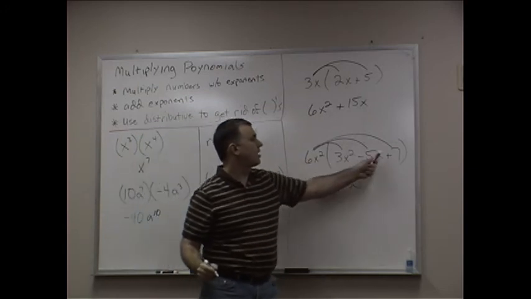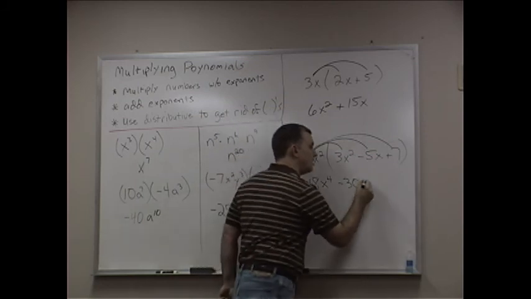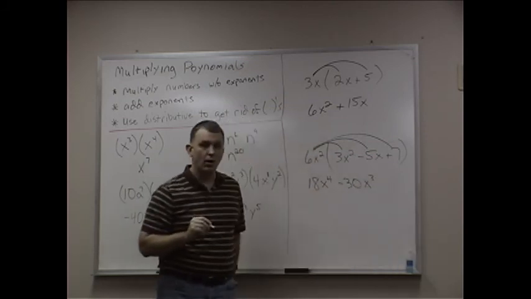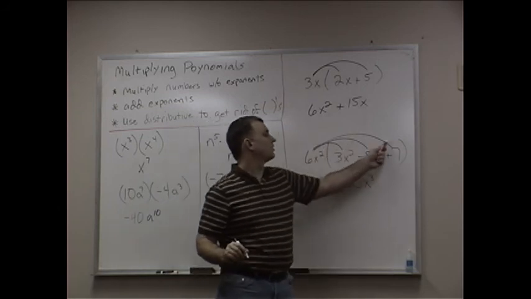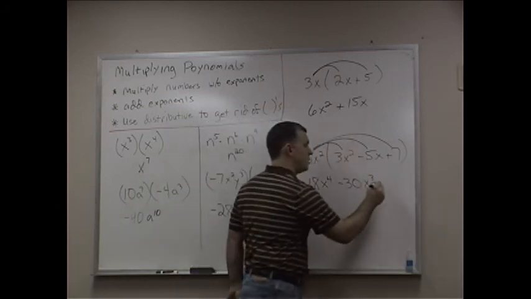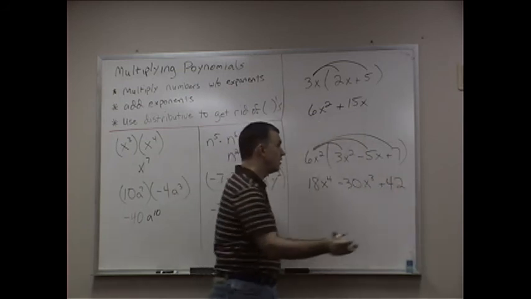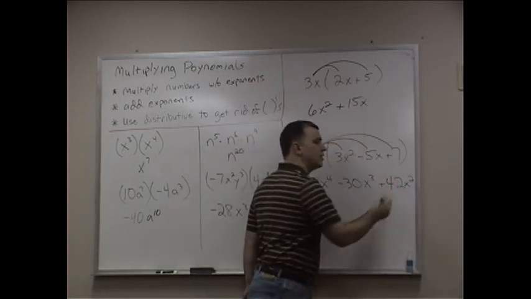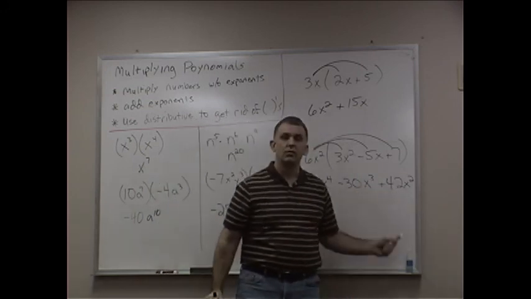x to the second times x. Don't forget there's a 1 that's understood. That would be x to the third. 2 plus 1 is 3. And last, 6x to the second times 7. That's going to be 42. I wrote plus because it was positive. x to the second. Nothing to multiply the x by, so it just follows along.